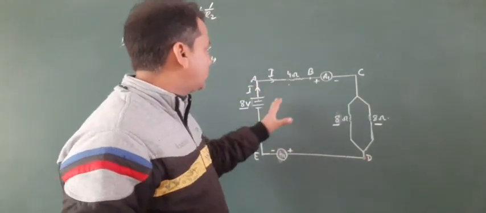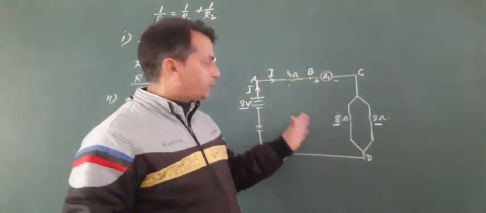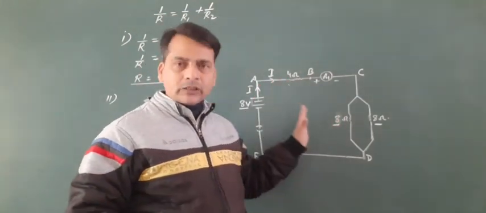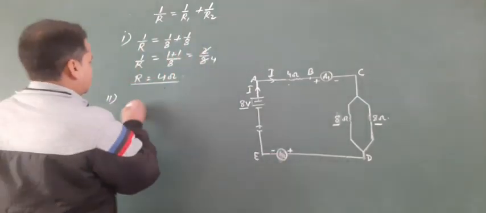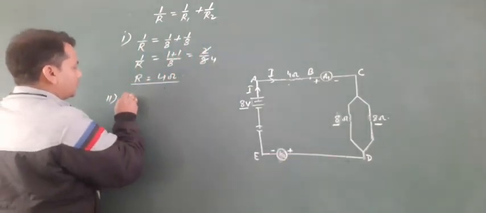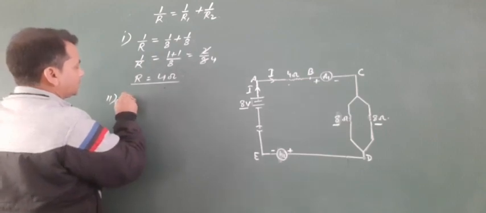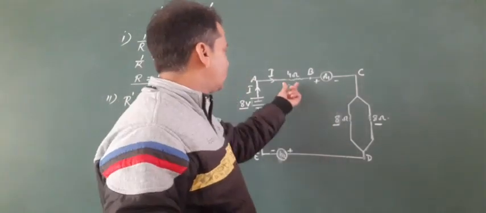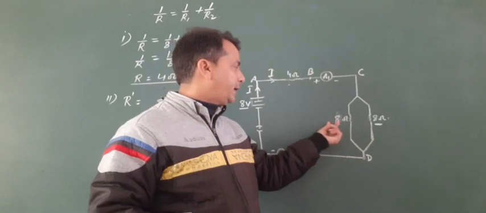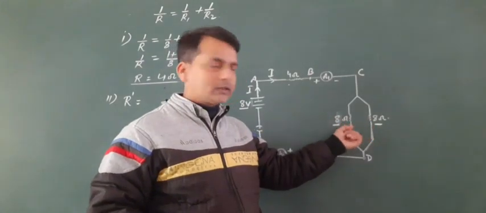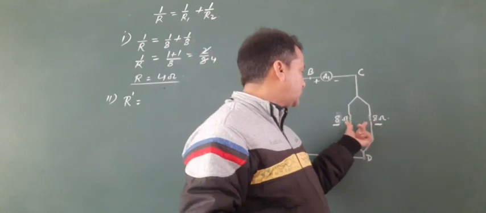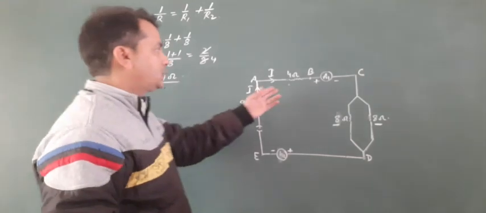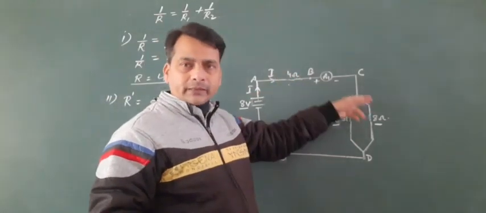So first of all, according to question number 2, we find the equivalent resistance in this circuit. The new resistance R dash: in this circuit the 4 ohms is in series combination with the 8 and 8, which are connected in parallel combination. So the equivalent of the parallel part is 4 ohms, and here is the 4 ohms, and they are connected in the series combination.